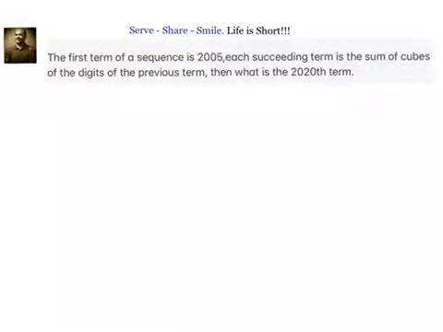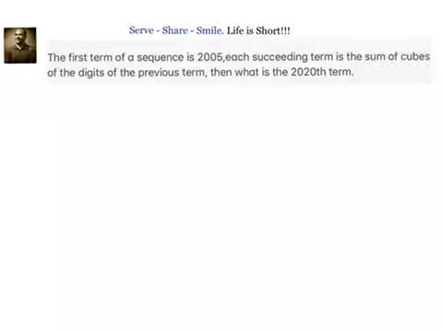Let us look at this problem. The first term of a sequence is 2005. Each succeeding term is the sum of cubes of the digits of the previous term. Then what is the 2020th term?